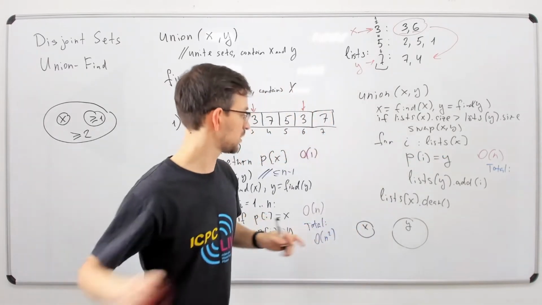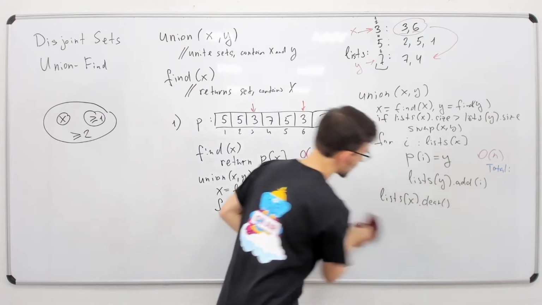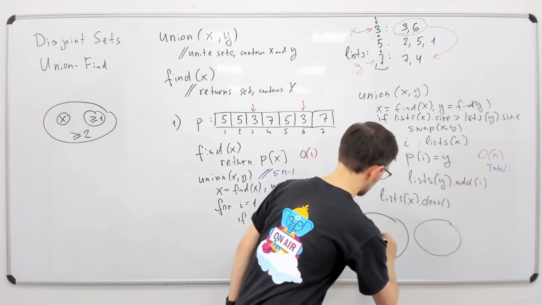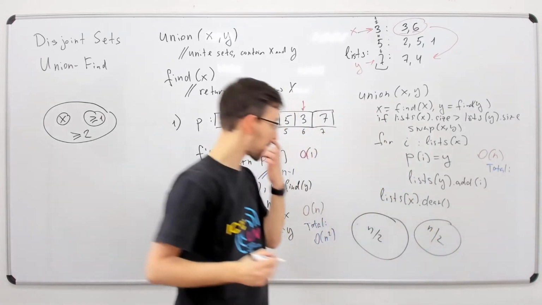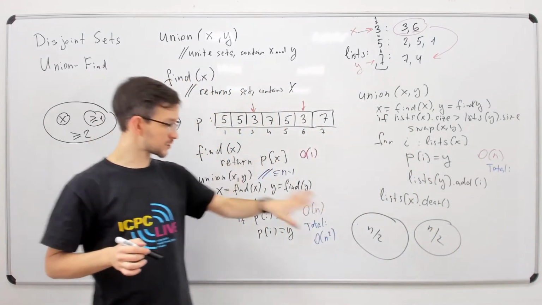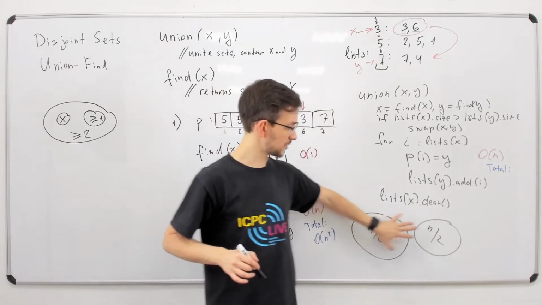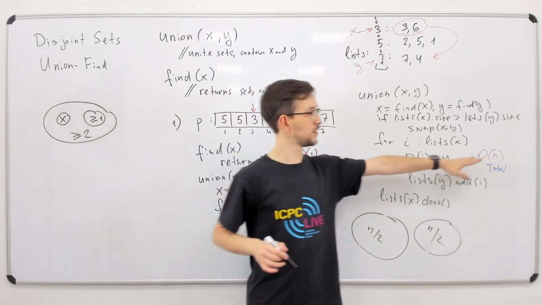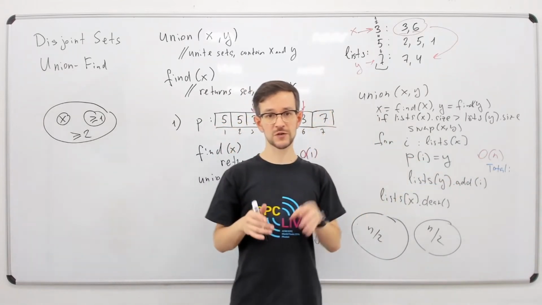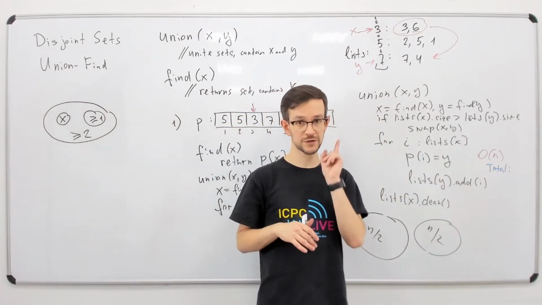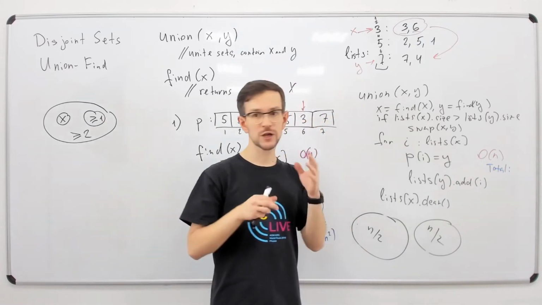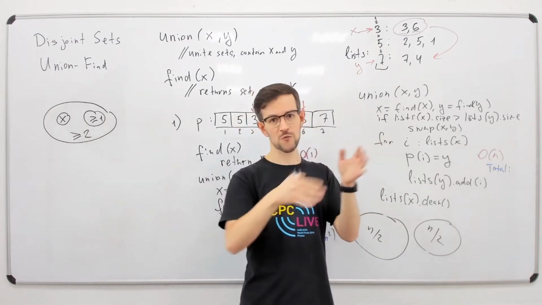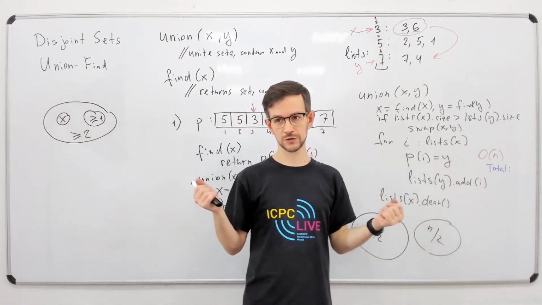So if we merge two sets of size n over 2, one big set and another big set, with n over 2 elements here and n over 2 elements here, in the worst case we need to transfer all these elements to this set. So we take n over 2 operations. So it's still linear; worst time complexity for one operation is still linear. That's right. But I'm talking about total time complexity. I want to calculate the total number of operations in all union operations.